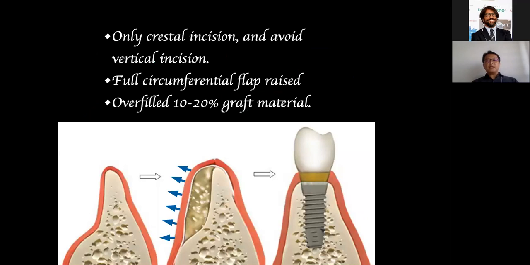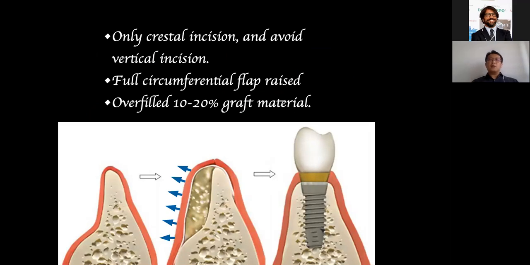So this is what happens. You have a flap like this on the left with a defect, then you raise a flap. The more you tunnel your flap, the more you can advance your flap. And when you put the bone graft and you close the flap now, there is this bending tension to your periosteum. This will stimulate the bone formation.